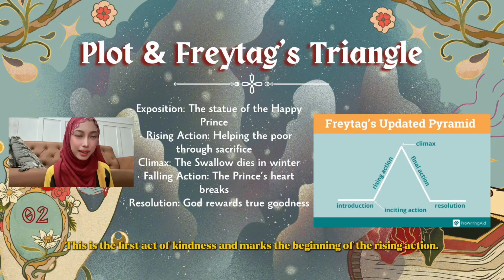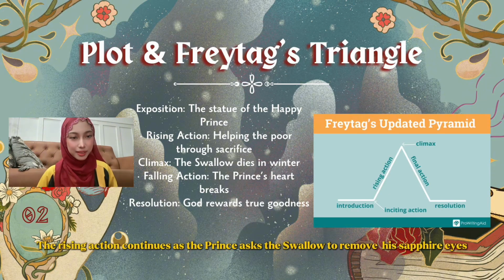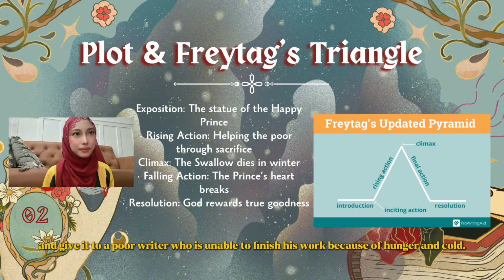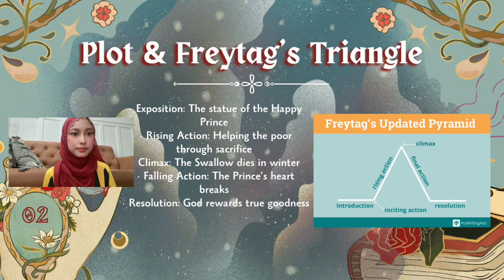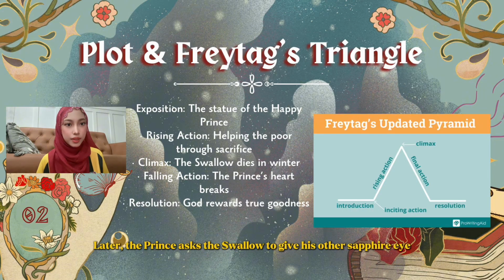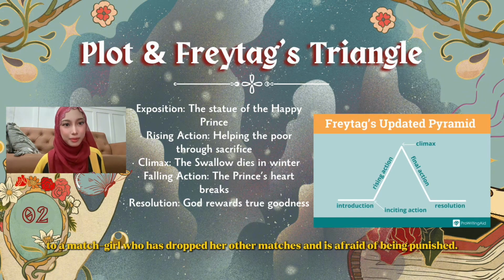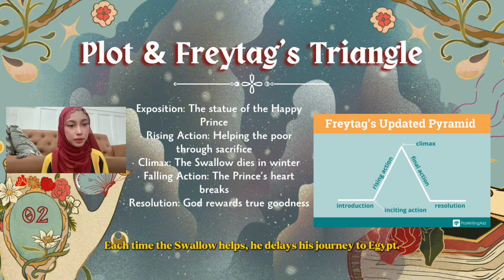This is the first act of kindness and marks the beginning of the rising action. The rising action continues as the prince asks the swallow to remove his sapphire eye and give it to a poor writer who is unable to finish his works because of hunger and cold. Later, the prince asks the swallow to give his other sapphire eye to a match girl who has dropped her matches and is afraid of being punished. Each time the swallow helps, he delays his journey to Egypt.